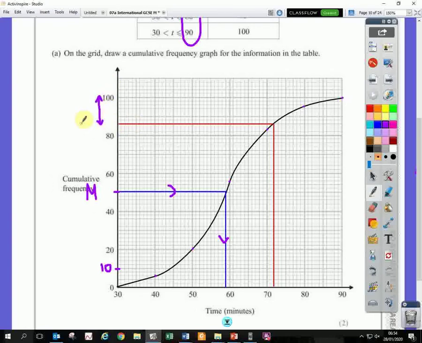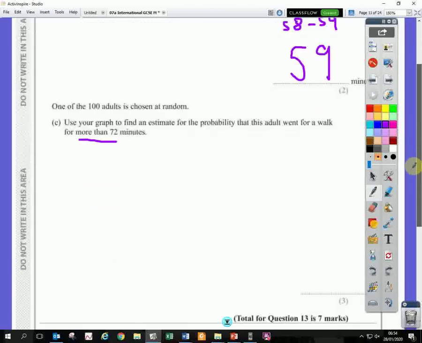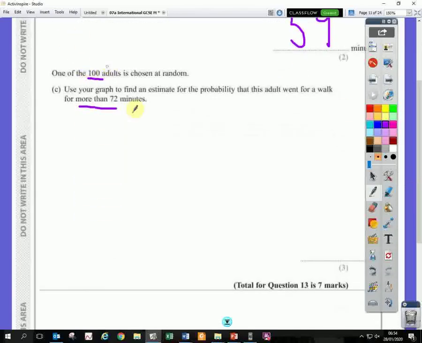So I end up with, that looks like 86 to me. So 86, so that means that's 14. So it says probability, 1 of the 100 adults is chosen. So 14 over 100 is absolutely fine. They will accept 12 or 13 or 14 over 100 or 0.12 to 0.14 inclusive.